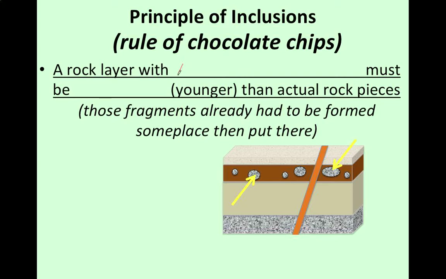A rock layer with inclusions must be newer or younger than the actual rock pieces. They already had to exist before they got put in these rocks. So the pieces are older than the rock layer that they sit in. This would then be younger.